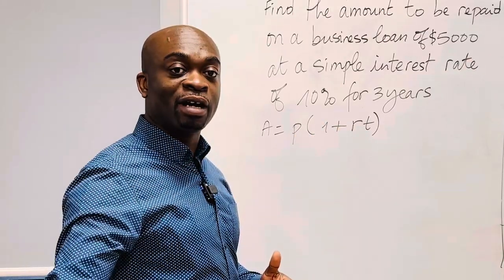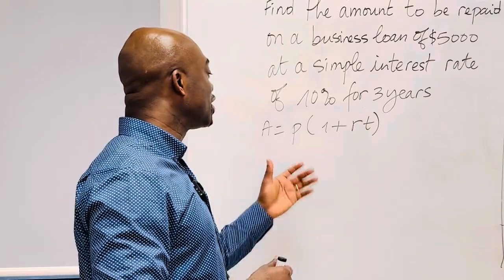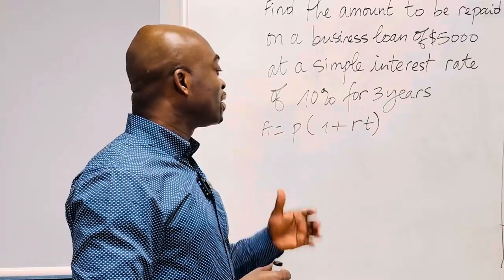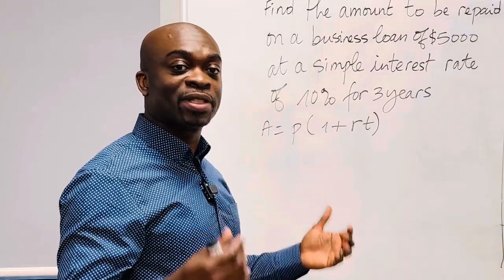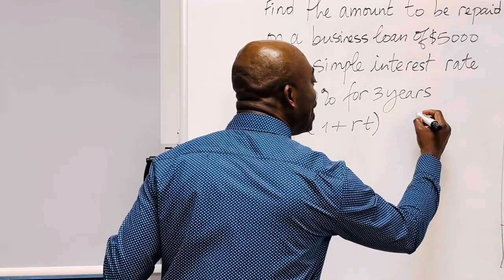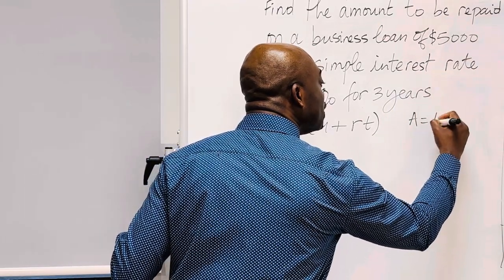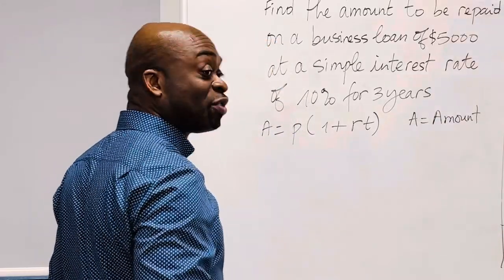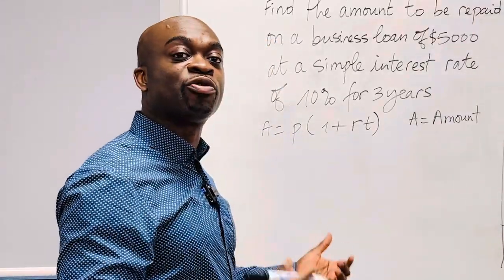And then after 3 years, we're going to use this formula here, which is A equals P times 1 plus R times T. Basically, A is the amount of repayment. So that's how much we're going to pay after 3 years.